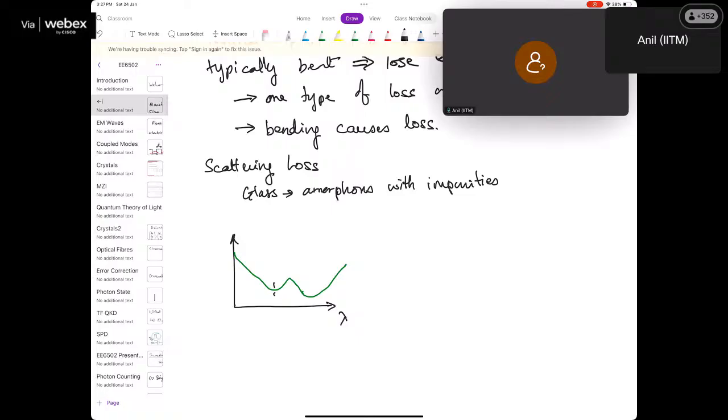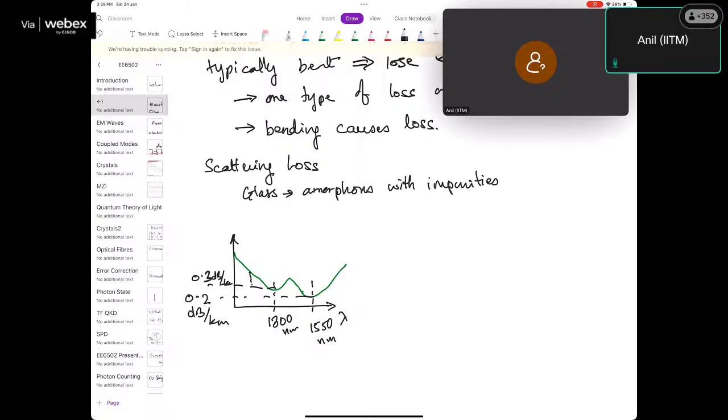And this first part of it is sort of around, I would call, 1300 nanometers. And the second part of it is 1550 nanometers. This value out here is about 0.2 decibels per kilometer. This value out here is about 0.3 decibels per kilometer.